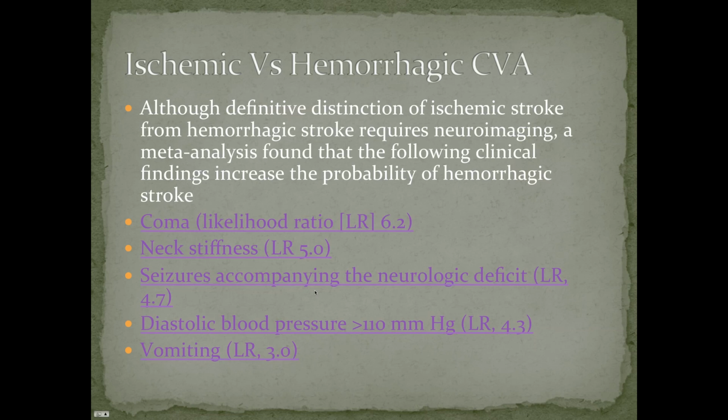If you're trying to use clinical decision rules and likelihood ratios to determine whether it is a hemorrhagic stroke or an ischemic stroke, and we already determined that ischemic strokes are by far more common, patients who have coma, neck stiffness, accompanying seizures, diastolic blood pressure greater than 110, or vomiting are all more likely to have bleeding strokes or hemorrhagic strokes. Now, commonly these patients will present with pain and not just a neurologic illness, but not always.